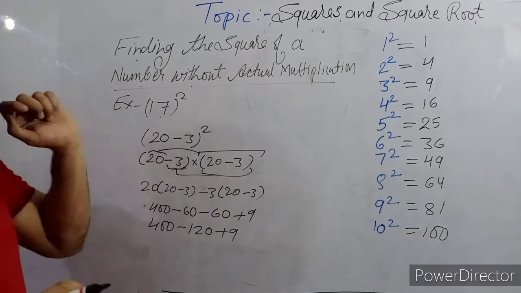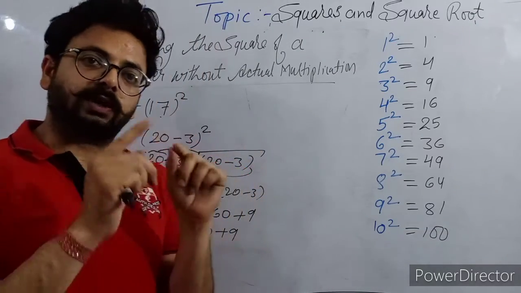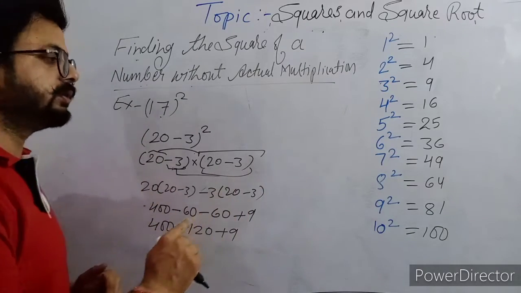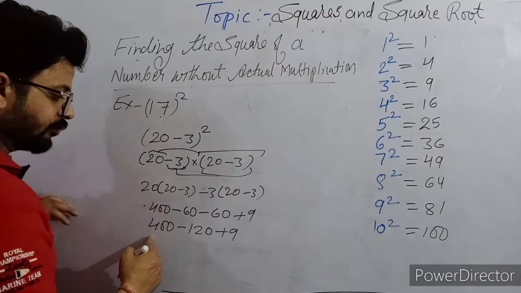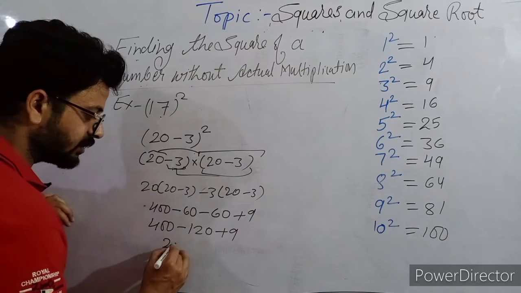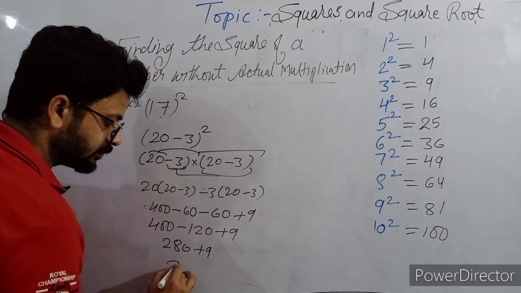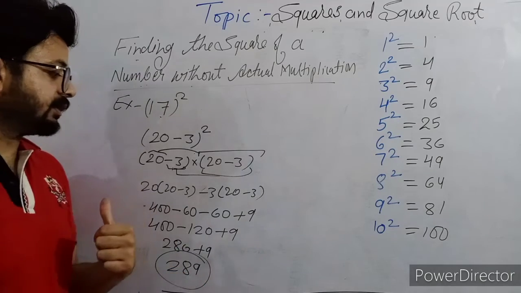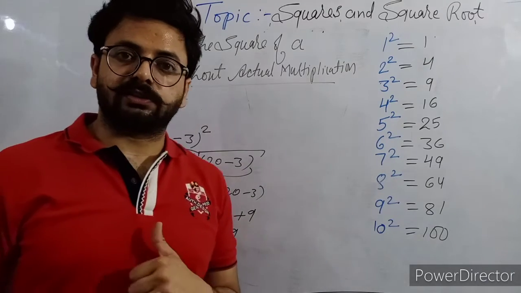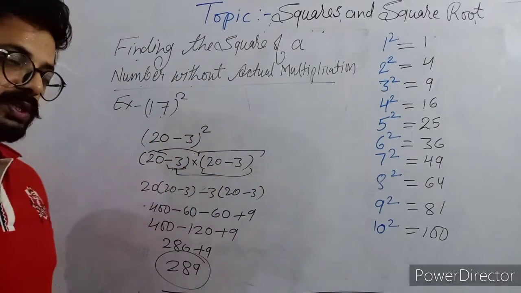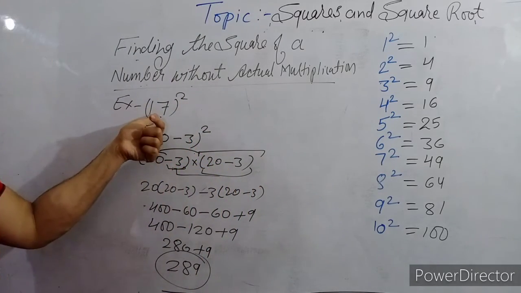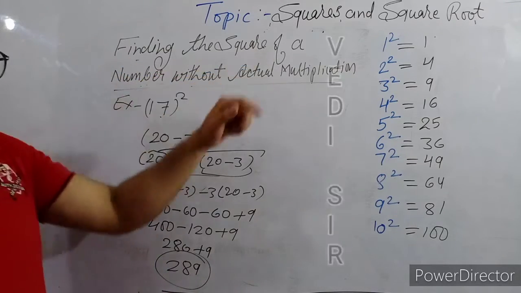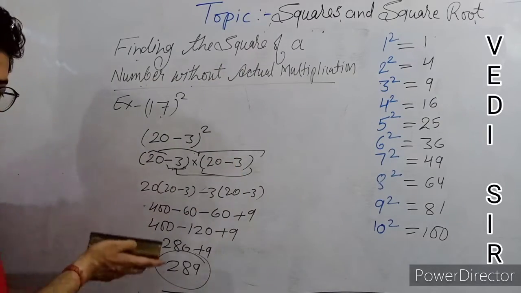If we want to multiply 17 by 17, we have to do multiplication. This is lengthy, but we can do it without any rough work. 400 minus 120, then 280 plus 9, so 289. Now don't think that direct multiplication is easy. No, it's a method. You have to go through this method. So the square of 17 is 289. Without actual multiplication we have solved. Now one more example.